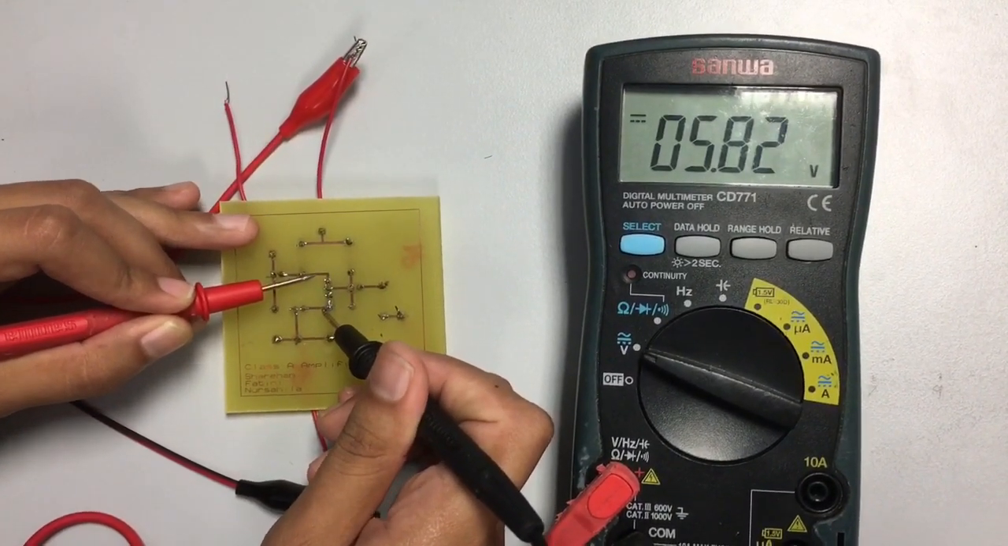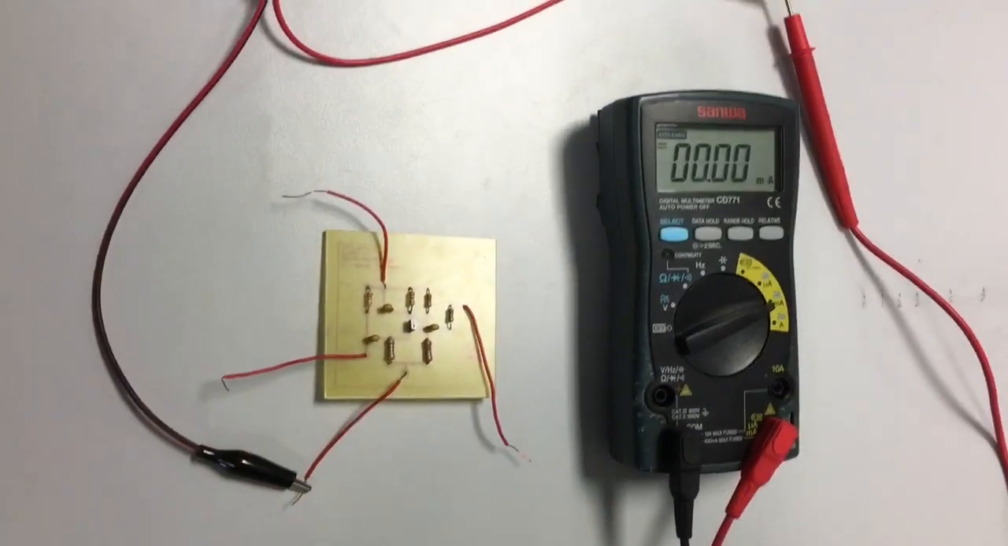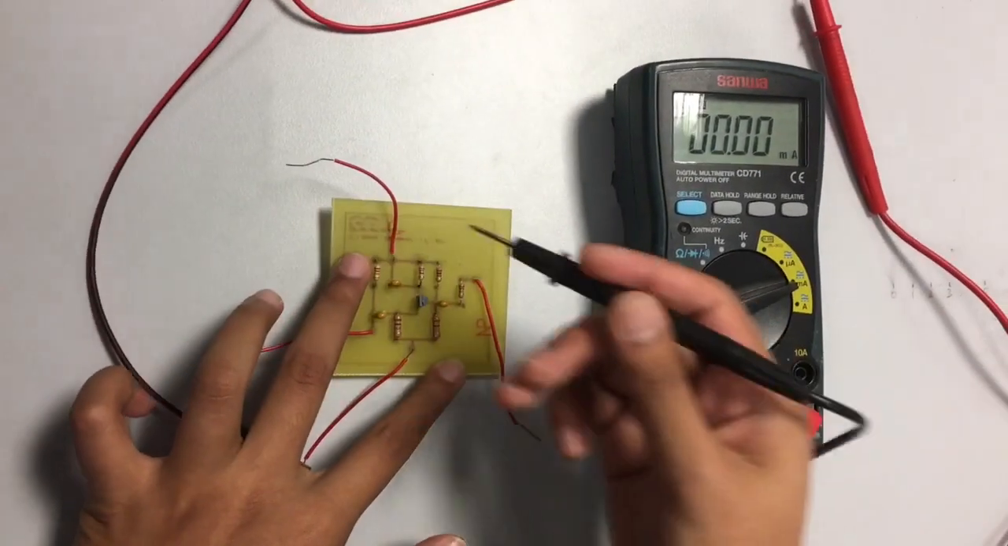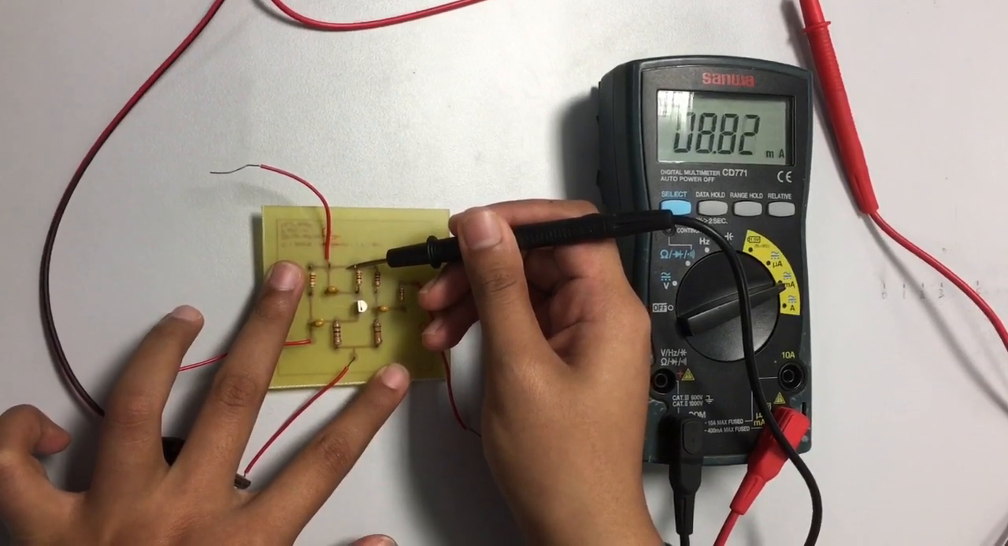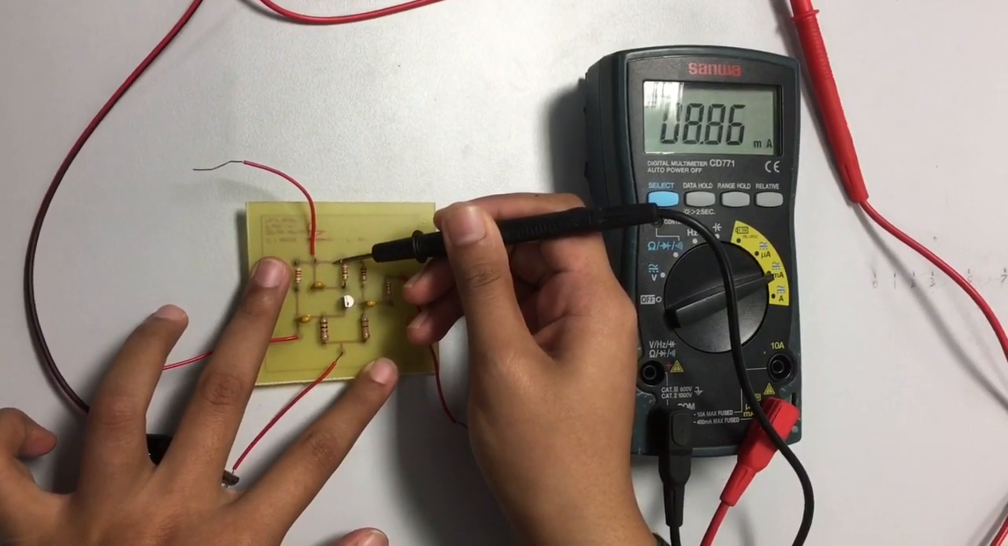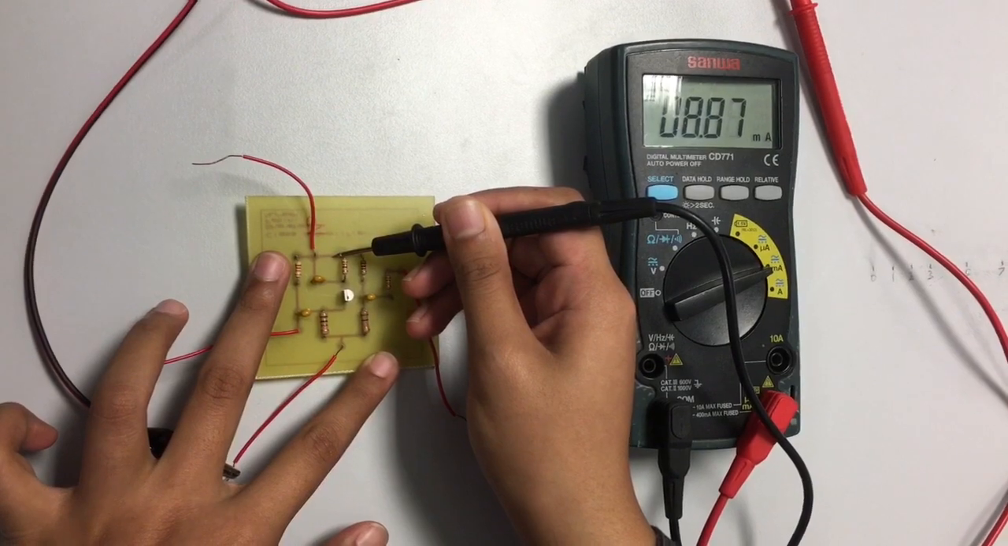To measure for ICQ, disconnect the DC voltage from the VCC pin, connect the DC voltage to the red probe of the multimeter and the black probe to the RC pin. The value for ICQ is 8.87 milliamperes.